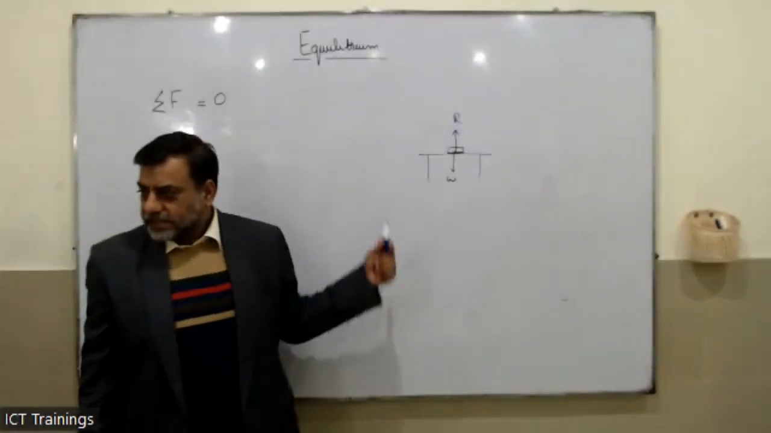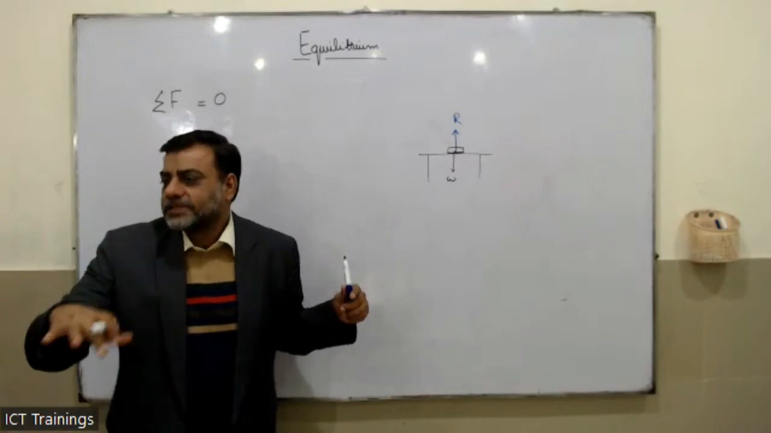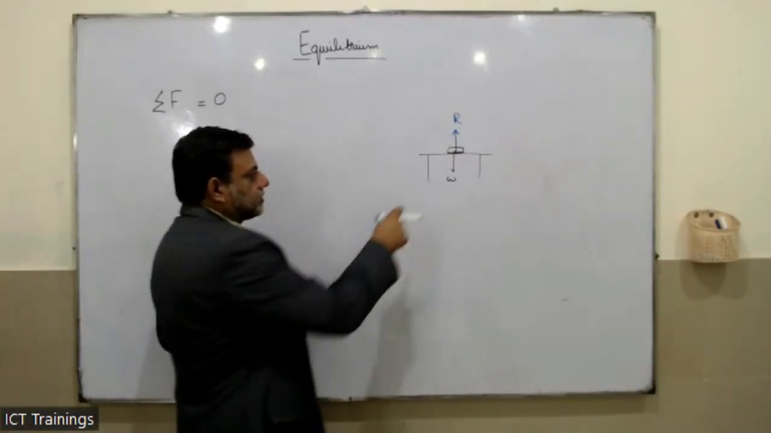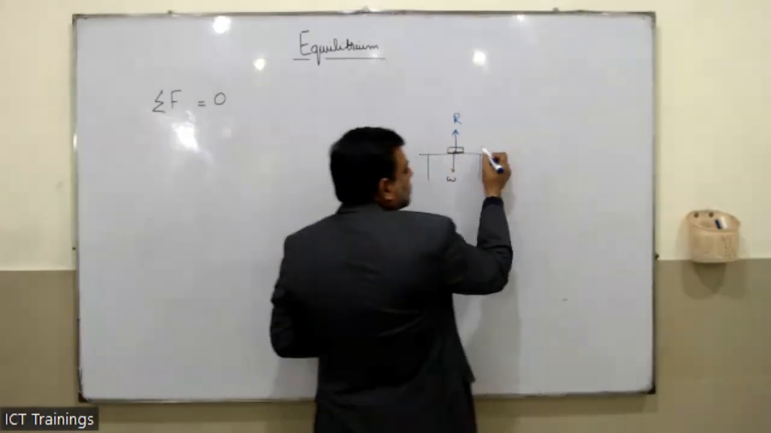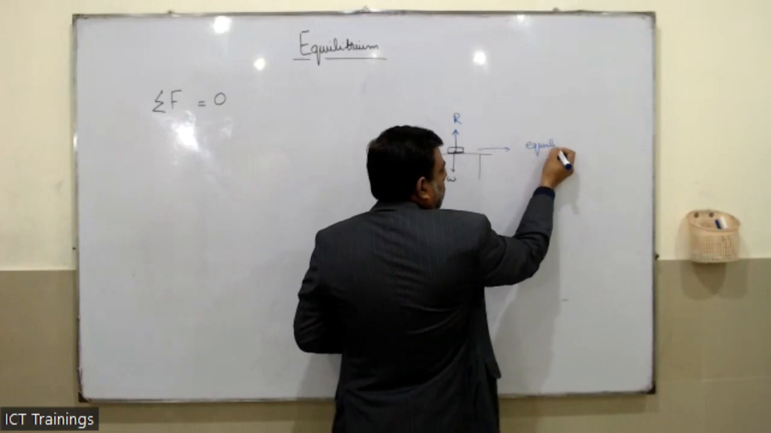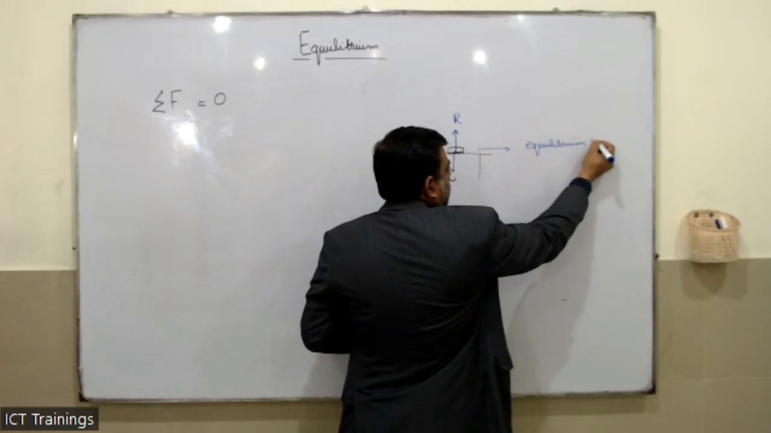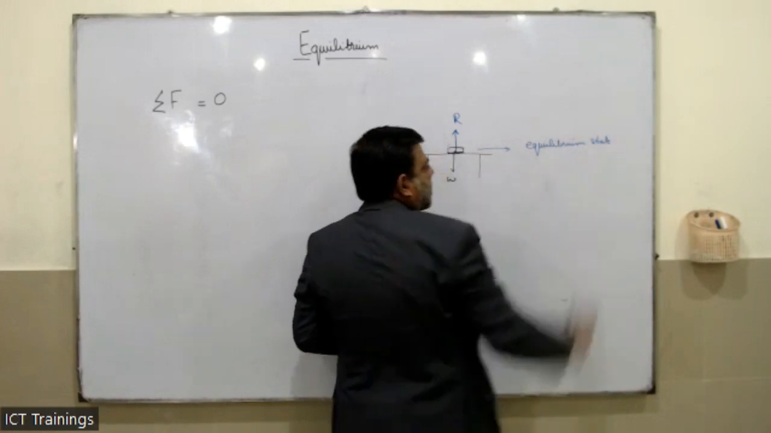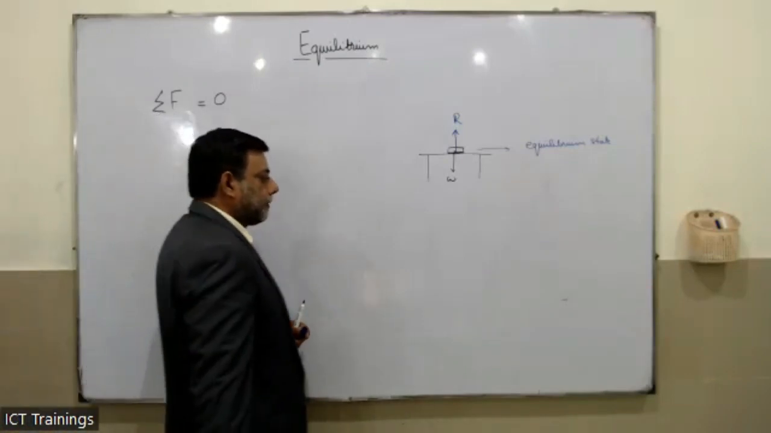So the object is not moving in any direction, it's balanced. Okay? Is this book balanced by these two forces? Yes. So this state is called the equilibrium state. Right? Okay.